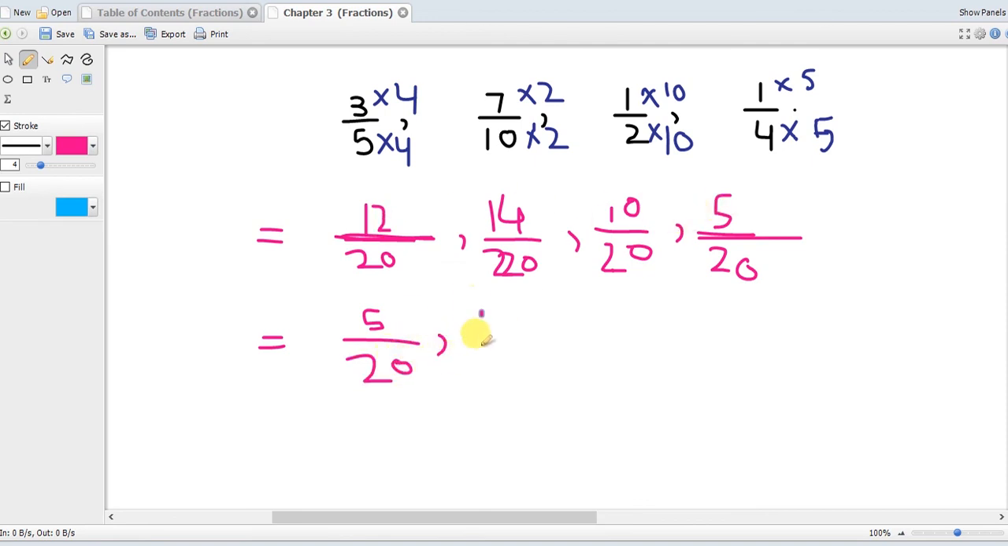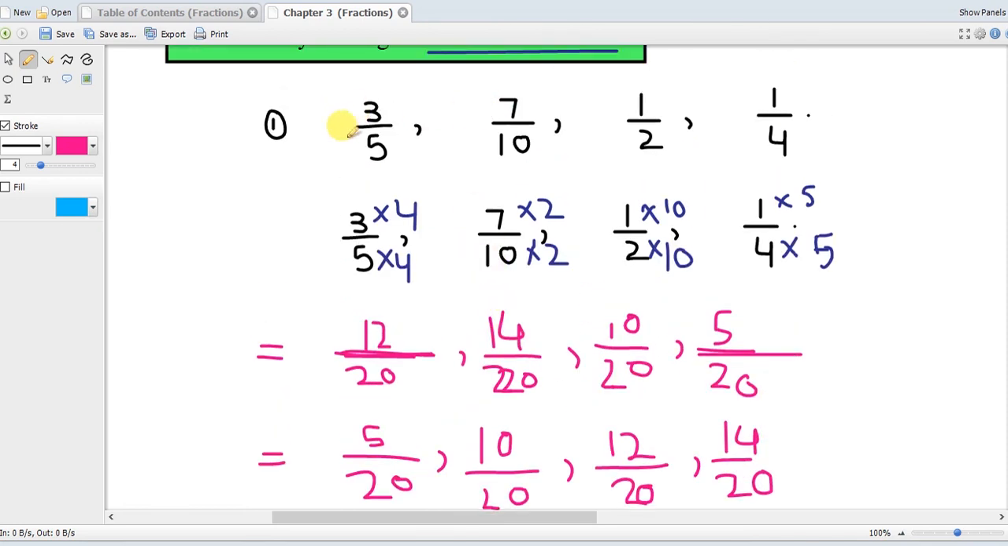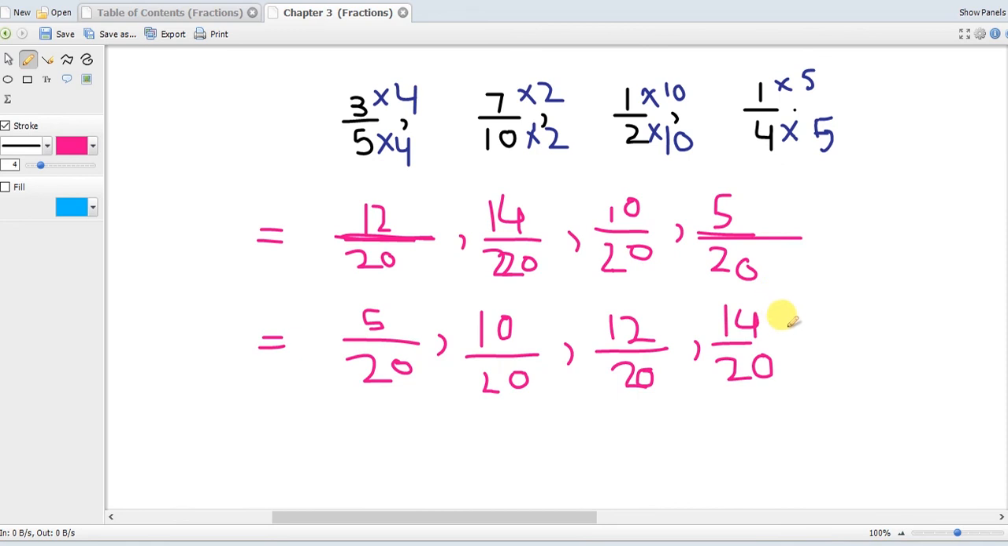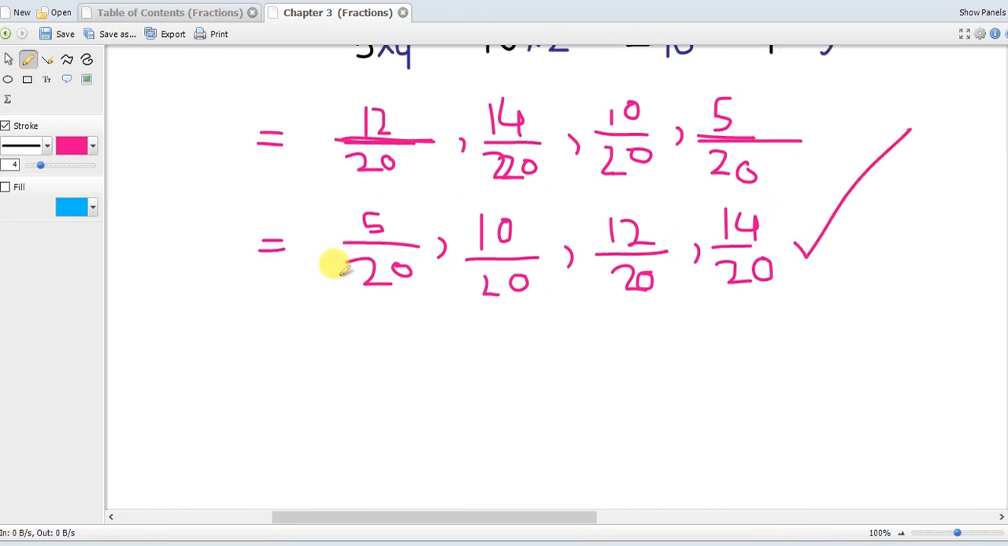The next bigger number is 10. So the next fraction is 10 over 20. The next bigger number is 12, so it will become 12 over 20. And the biggest number is 14, so it will become 14 over 20. So we have successfully ordered this series of fractions in an increasing or ascending order, right?